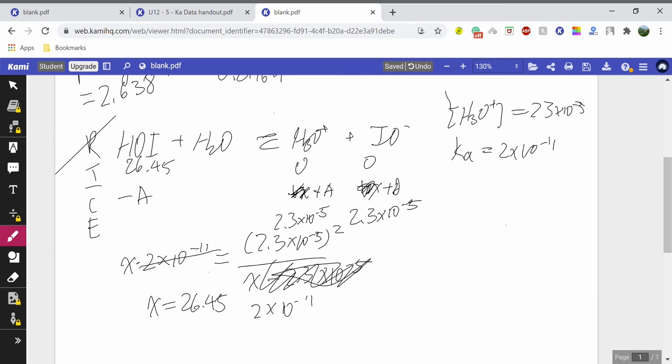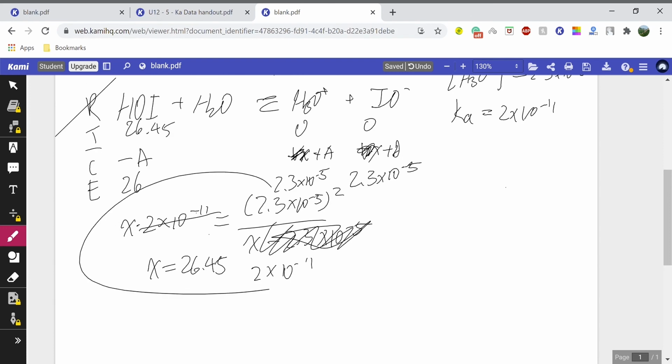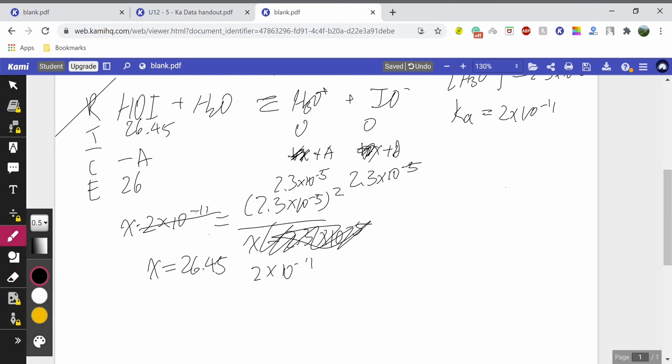So 26.45 minus this is indeed the same thing. Let's round it to the correct sig figs, which is just 26, because everything is in 2 sig figs. And that is our answer to this one. This is our equilibrium expression, which is very sloppy right now, and this is the final equilibrium concentration for HOI.